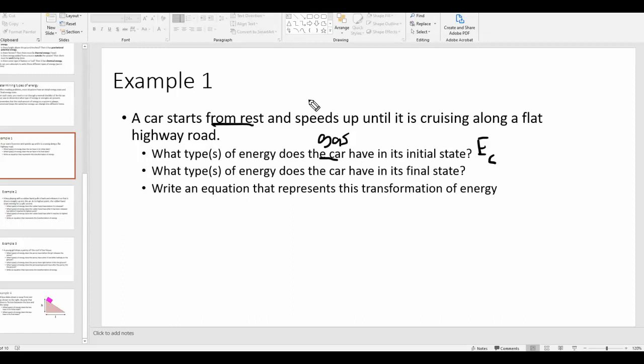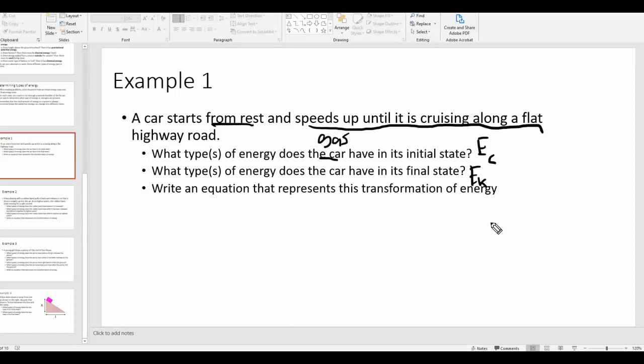What type or types of energy does the car have in its final state? What do we mean by the final state of the car? Well, it says the car starts from rest and then speeds up until it's cruising along a flat highway road. So again, we have to run through this mental checklist. Is the car moving in its final state? Yes, that's what it says. So it definitely has at least kinetic energy. Is there a spring or rubber band? No. Is there height above the ground? No, because it says it's a flat road.